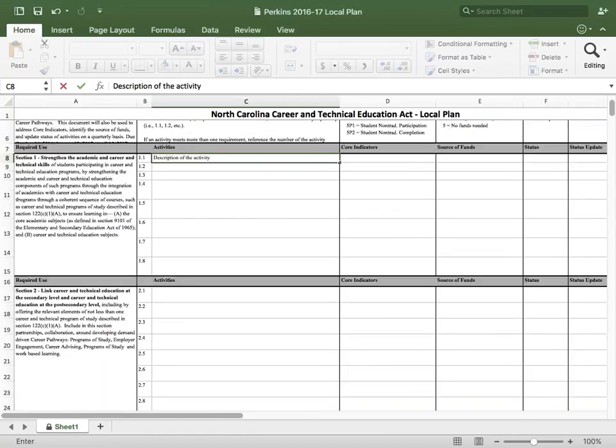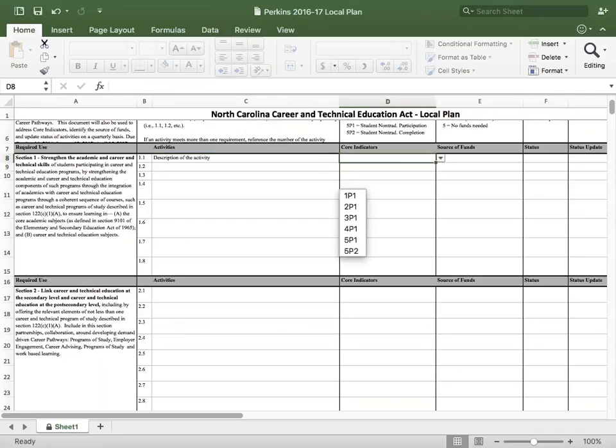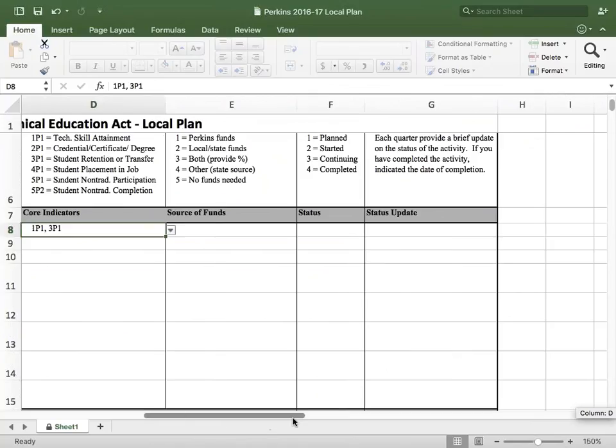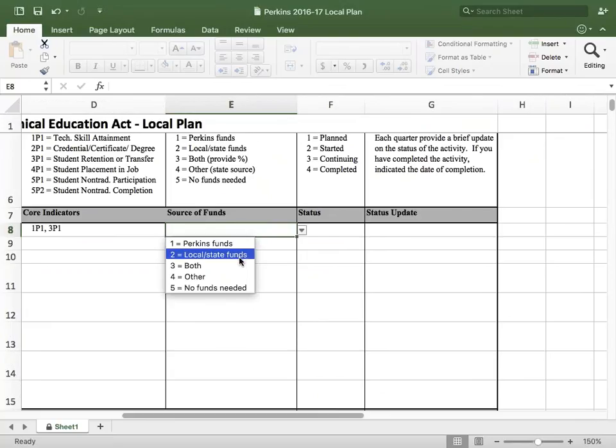And then over here in the next column, you'll hit the down arrow, and you will choose what performance indicators that this activity is going to address, and if you have more than one, you can continue to add those. In column E here, we have the source of funds, and let me increase the font size so we can see this a little better here. So under the source of funds, you have the ability to do Perkins, your local state, a combination, or you may have other grant funds or other sources, or you may have some activities that do not require funding, and so you can indicate that.